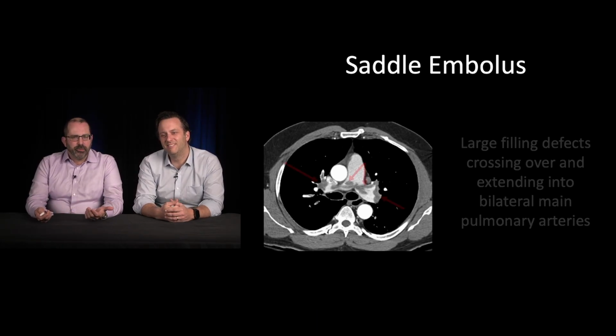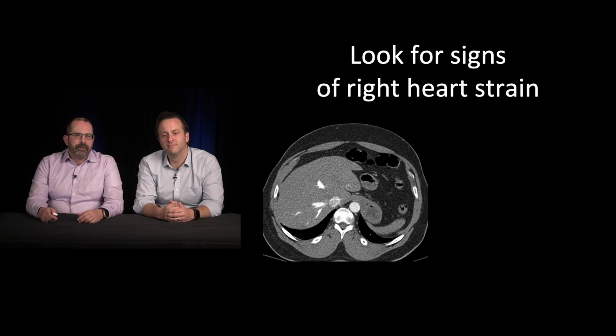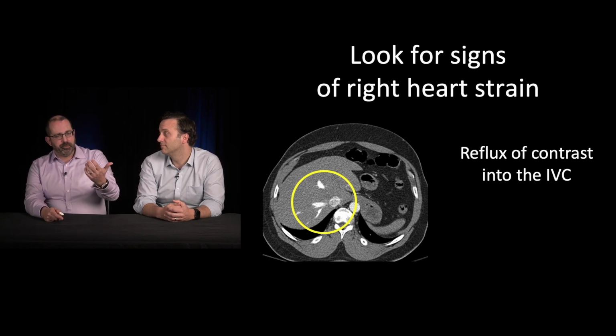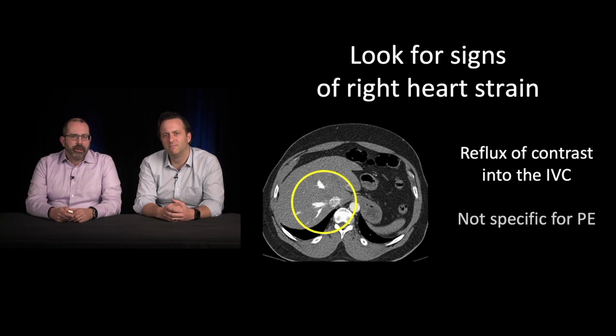So this is a saddle embolus, big filling defects bilaterally crossing over. And so once we identify PE, the next thing that we want to do is look for signs of right heart strain. And on CT, there's a few of them that we look for. One of them is this reflux of contrast. This is really bad. Not only is it back down into the IVC, but it's all the way back into the liver as well.